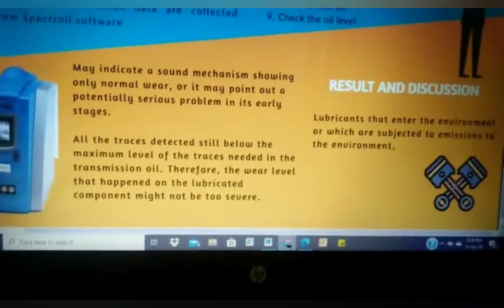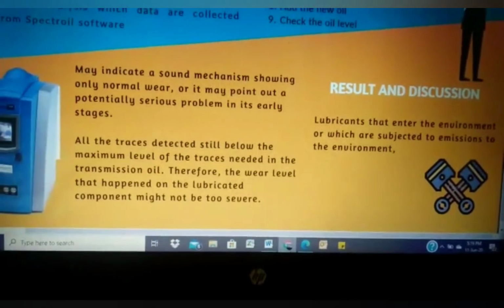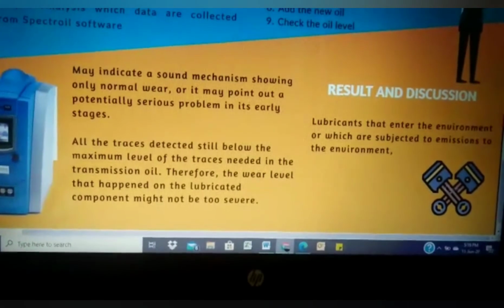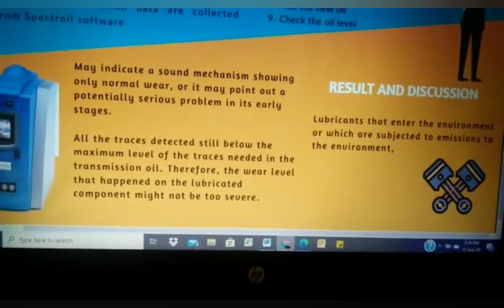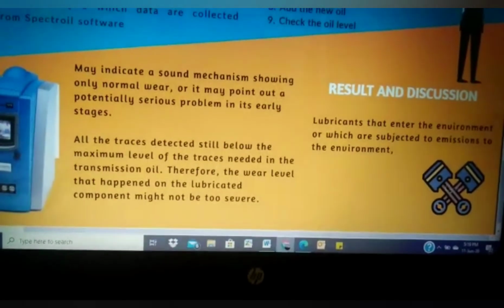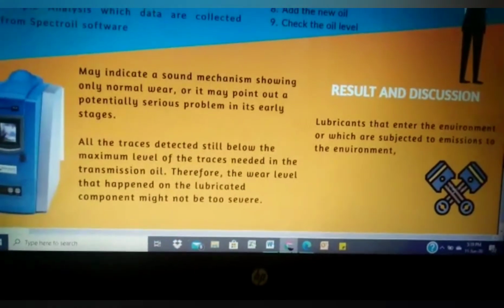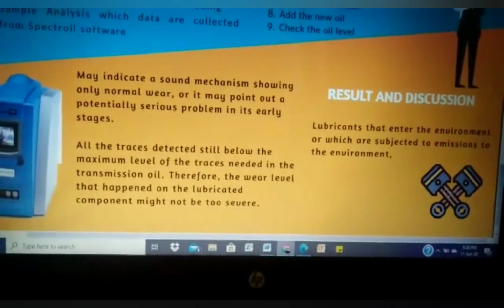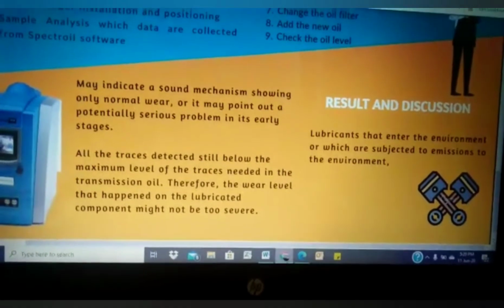Okay, this is the poster. It may indicate a sound mechanism showing only normal wear, or it may point out a potentially serious problem in its early stages. All the traces detected are still below the maximum level of the traces needed in the transmission oil. Therefore, the wear level that happens on the lubricated component might not be too severe.